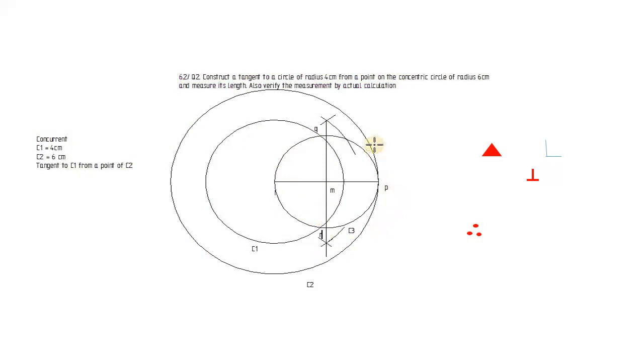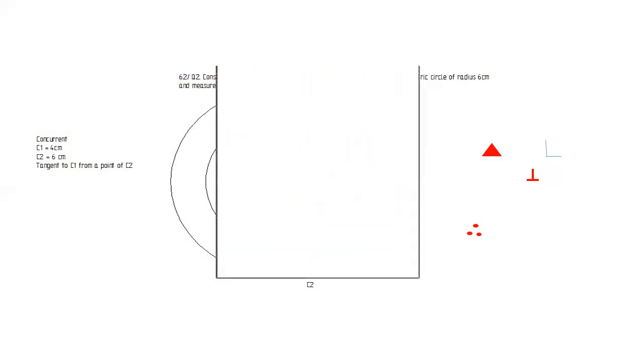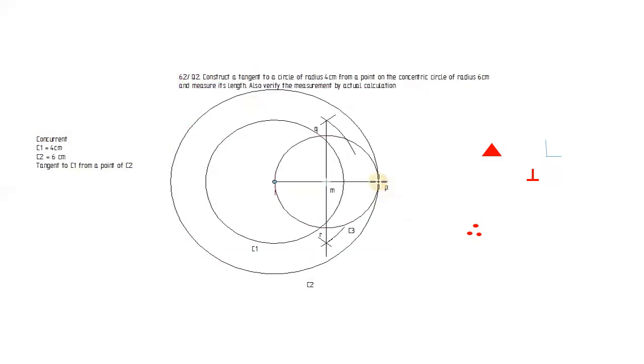What I am supposed to do now is draw the tangent from point P all the way up to Q. Since only one tangent is required, this is enough.